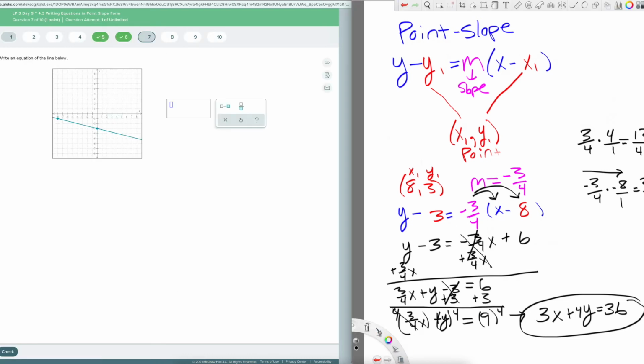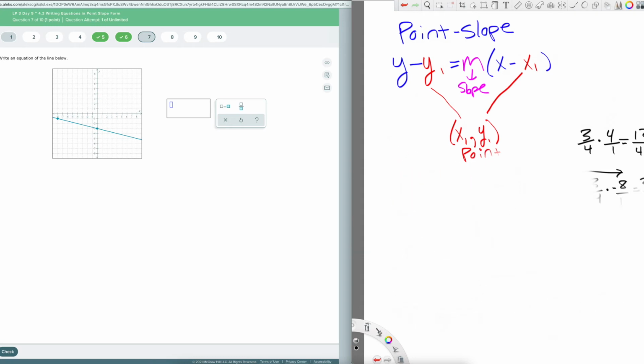Bring my eraser back up so it's a little easier to move quicker on that one. Okay, so now it says write an equation to the line below. So they're just giving us a simple line. We're not given any information, but we actually are given information. The line itself is the information. We're just not told directly what it is. We have to be able to read the graph.